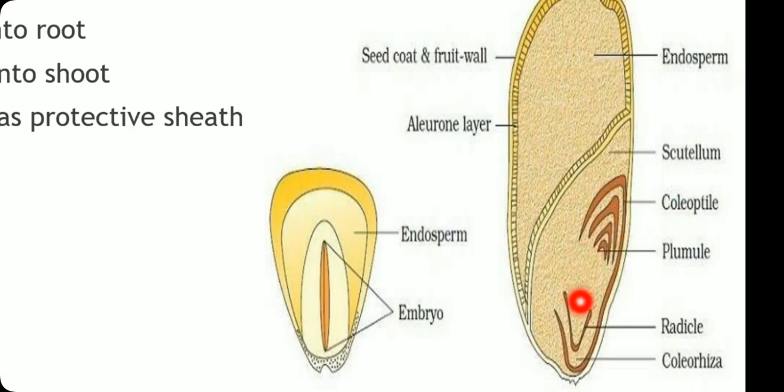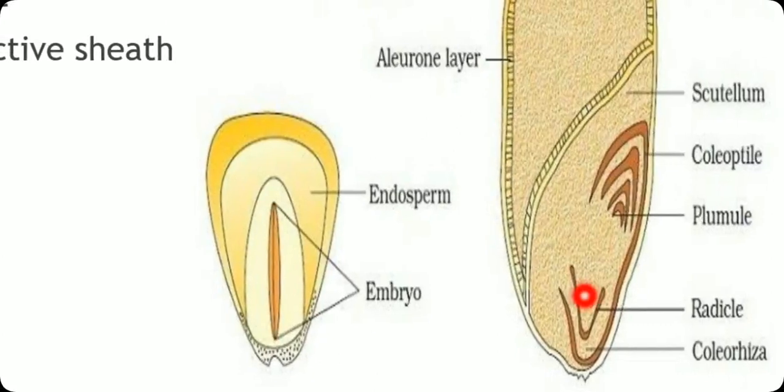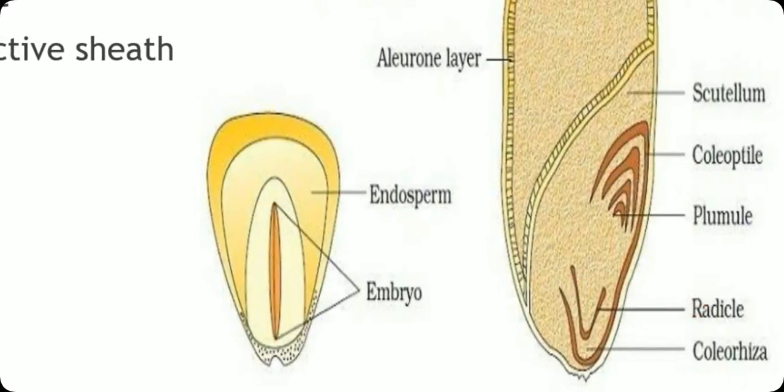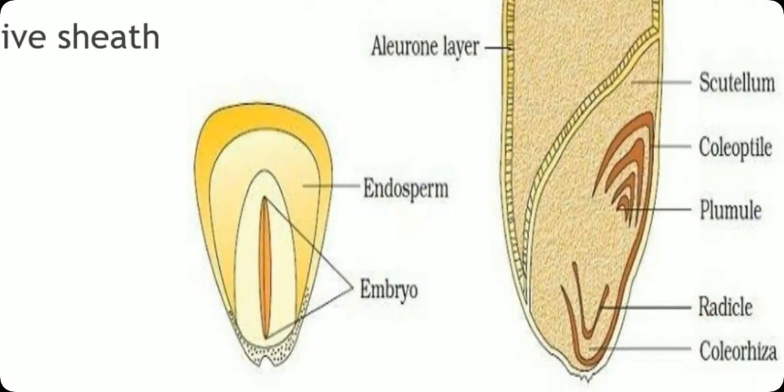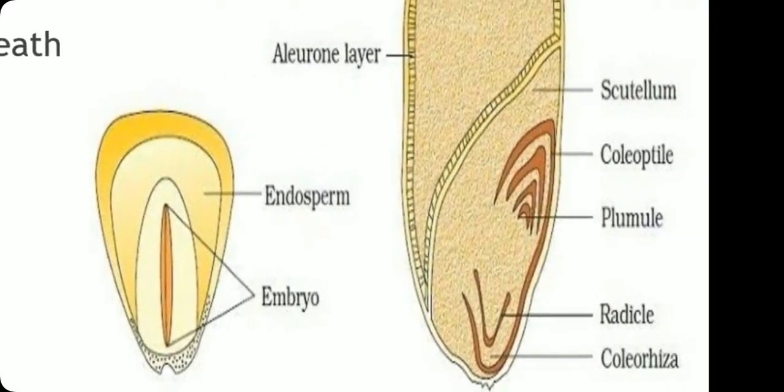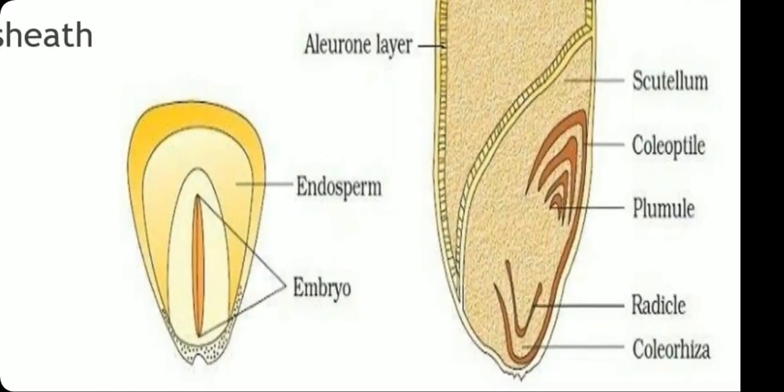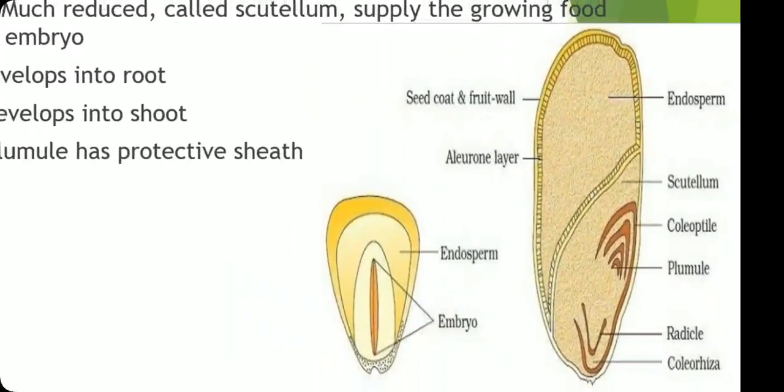And the next part is radicle, and what is radicle? It is present on the lower side of the embryo, and it is also protected by a protective sheath, and that is called coleorhiza. Here you can see coleorhiza, which protects radicle, and coleoptile, which protects plumule. So this is an example of endospermic seeds in which the scutellum is very small, thin, and papery. Okay.